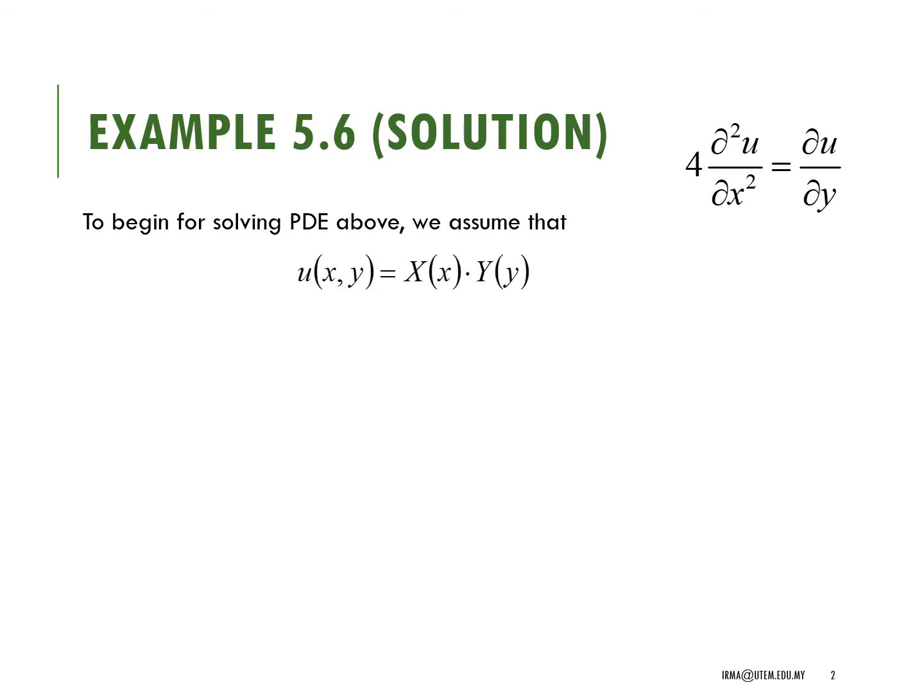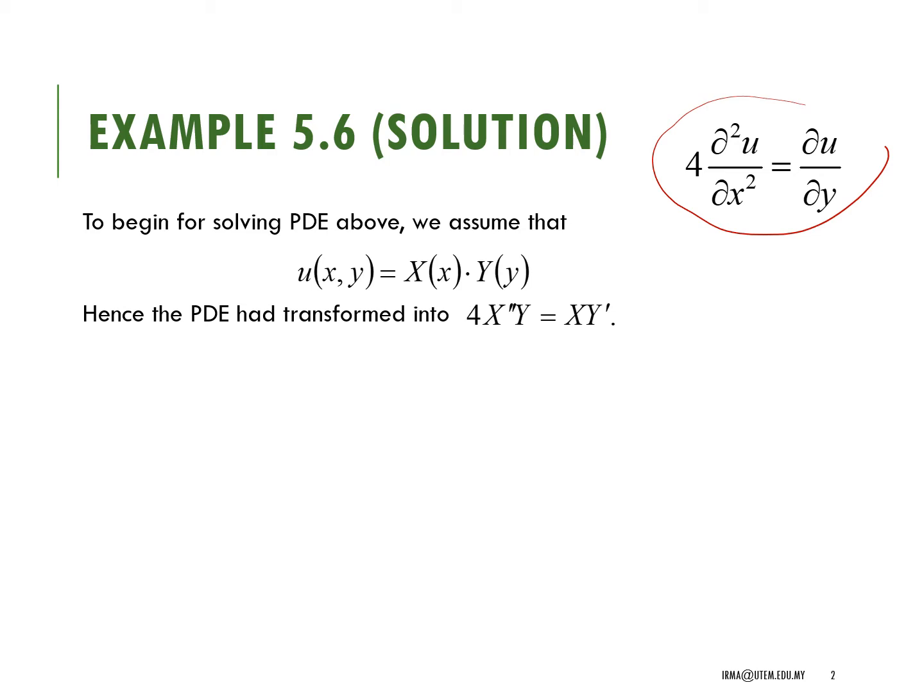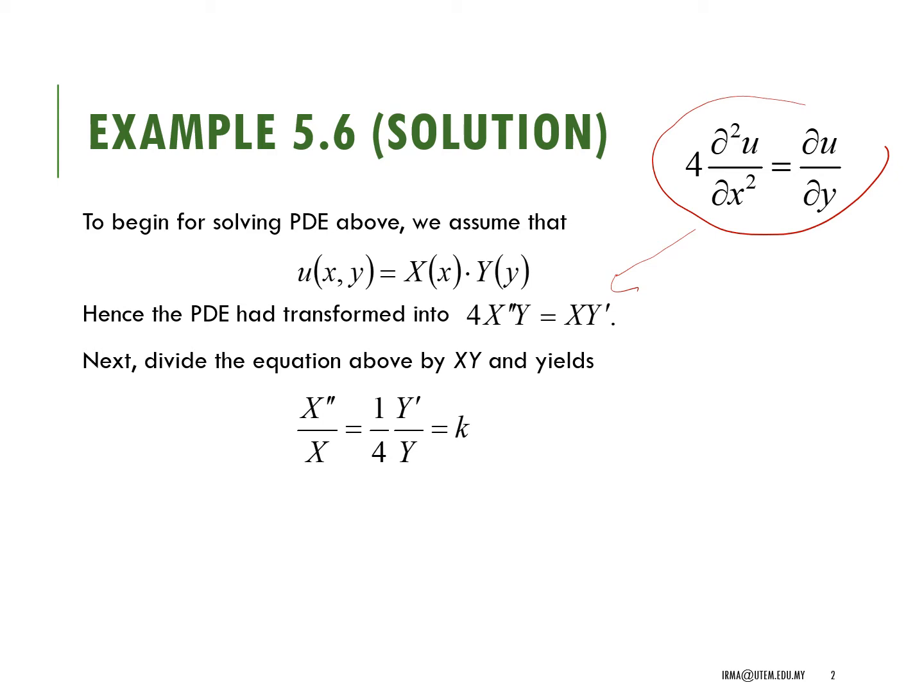To begin solving the PDE, we assume that the solution will be in the form of X times Y. This is from the question. So as I did just now, you can write 4X''Y equal to XY'. The first step is to separate the equation. How to separate? You need to divide both sides by XY. If you divide by XY, you will have X'' over X equal to Y' over Y.